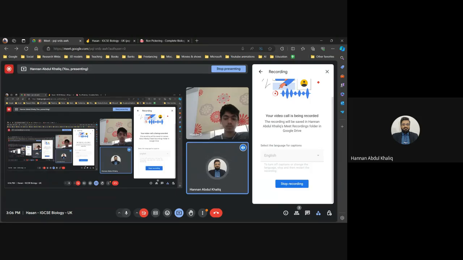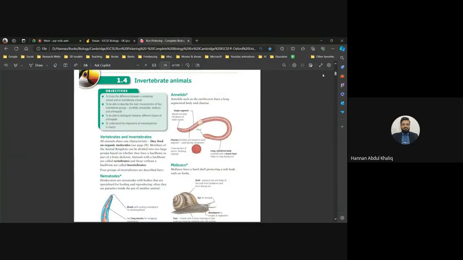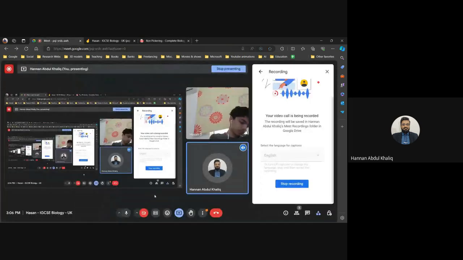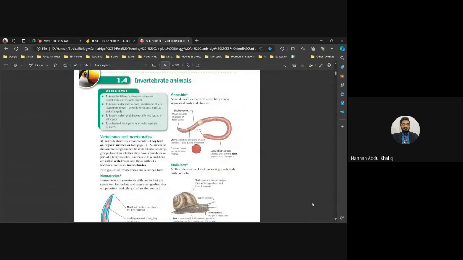Okay, so in the previous lesson, we were talking about the different organisms in the kingdom Animalia, phylum Chordata or Vertebrata. Chordata or Vertebrata basically means those organisms which are separated from the rest of the organisms on the basis of the backbone. They are classified on the basis of the backbone.